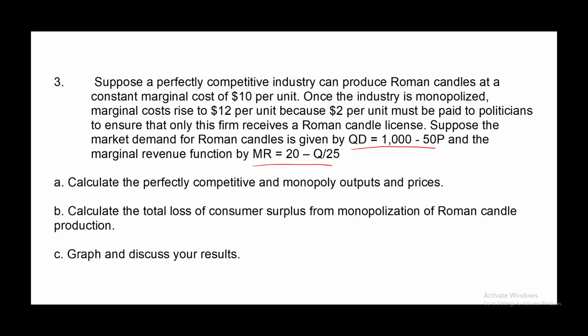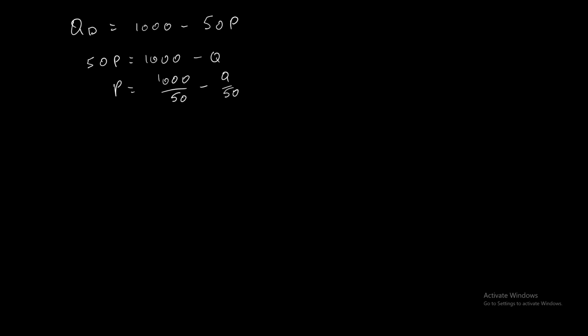So I will show you how to derive the marginal revenue function from the quantity demanded function before we even go into part A, B, or C. The quantity demanded function was 1000 minus 50p. So if we solve for p, we get 50p equals 1000 minus Q. So p is equal to 1000 divided by 50 minus Q over 50. So p is equal to 20 minus Q over 50.